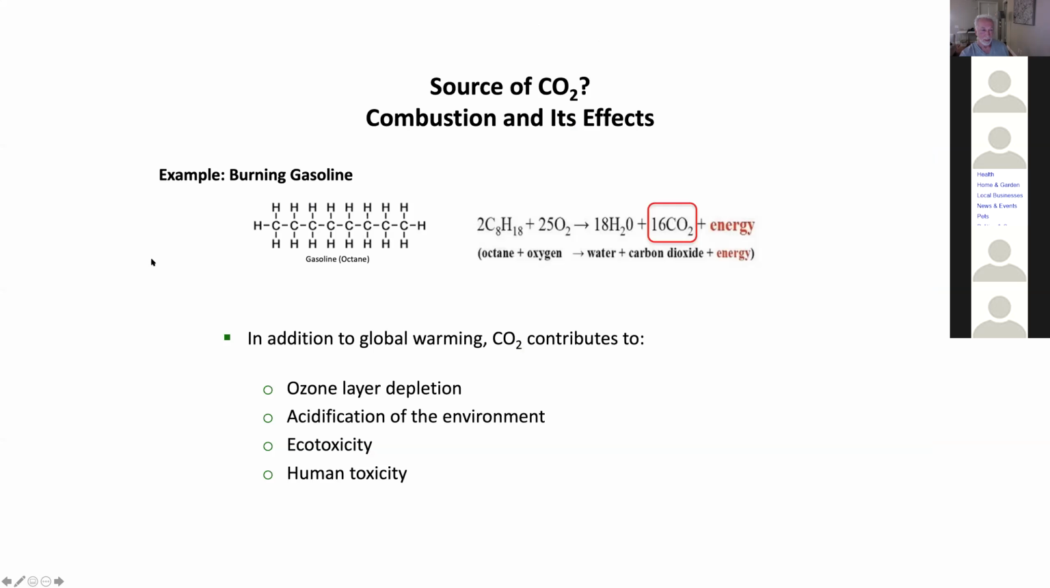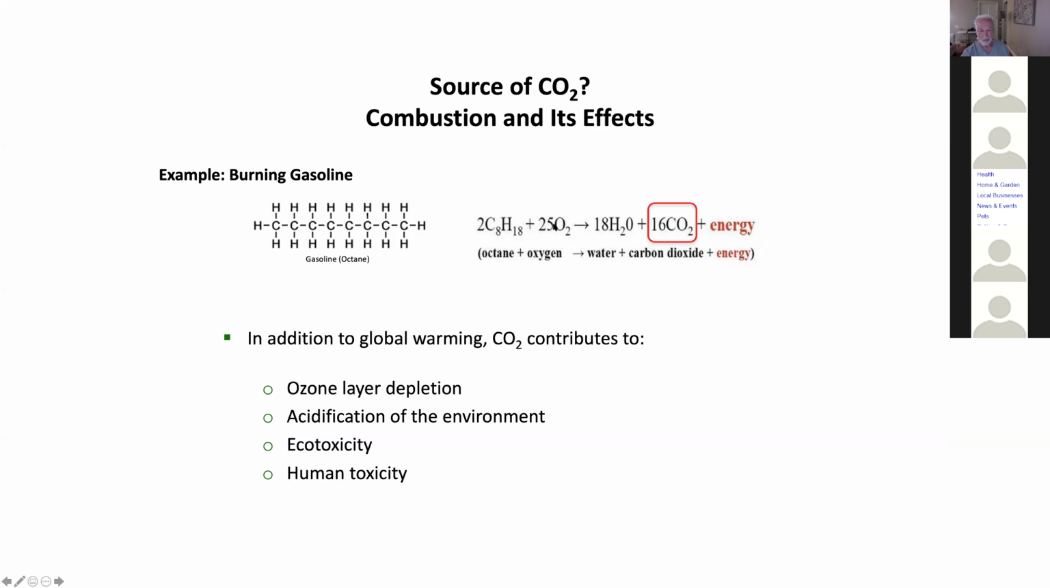So this is how it happens: burning, combustion, and its effects. Just as an example of burning a combustible substance, I've taken gasoline. We all use it. A main component in gasoline is octane, which is this molecule. It's a hydrocarbon.